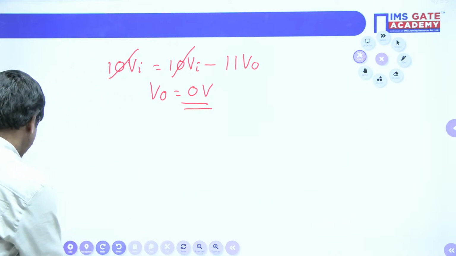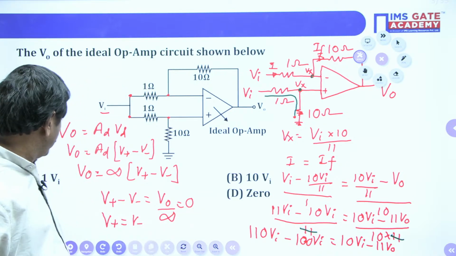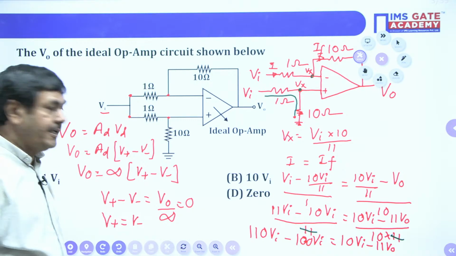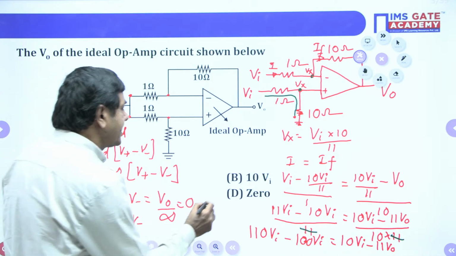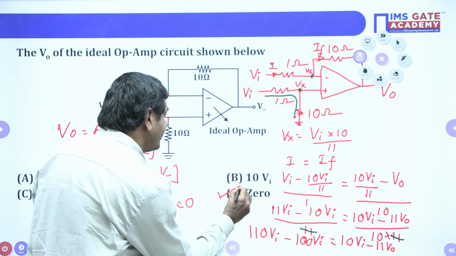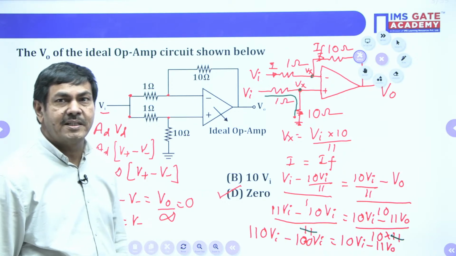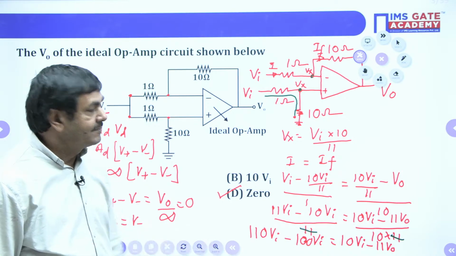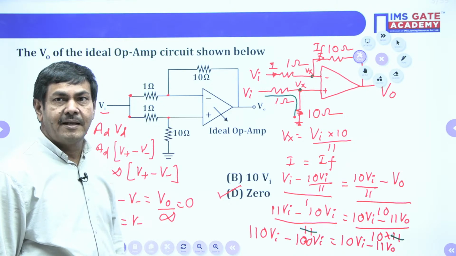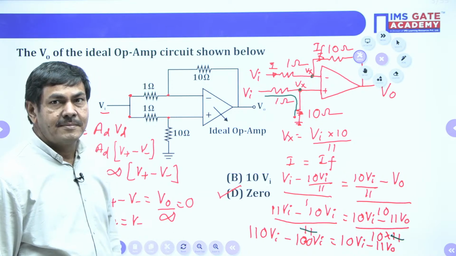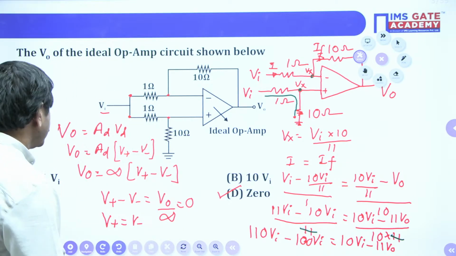So finally, which option is correct here? Is it 10 volt, 11 Vi, option B 10 Vi, option C Vi, option D is 0? We can say exactly option D is correct. This is the way we can solve this question. I hope students follow this question. Any student having any doubt regarding this solution? This is the way to tackle this question. Now we can go to the next question.